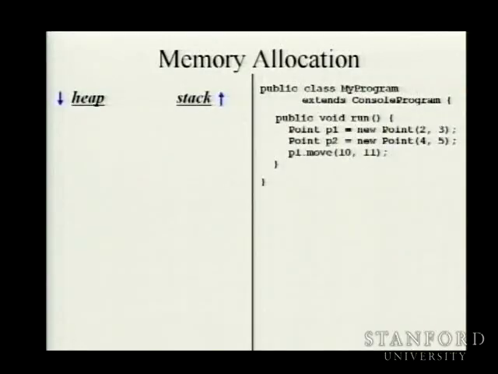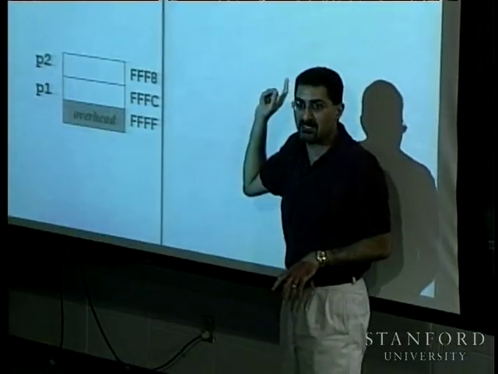Now, just as a little mnemonic, we have the heap and the stack. Heap is going to grow down, stack is going to grow up, just so you can see that as we go along. And the first thing we're going to do is our method run gets called, right? When your program first starts up, the method run gets called. What happens when a method gets called? Well, when a method gets called, we create all the local variables and parameters. Run has no parameters, so we don't need to set aside any space for parameters. It does have two local variables, p1 and p2.